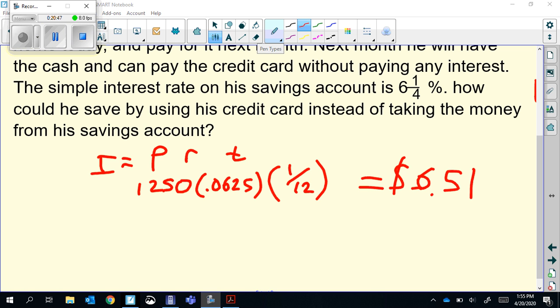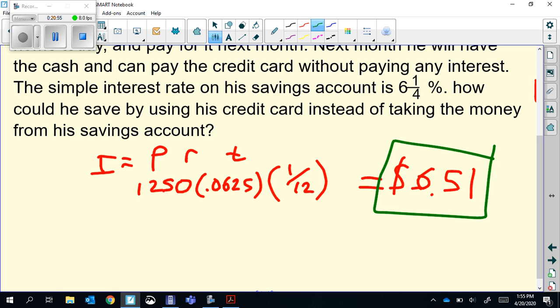So that's the amount of interest that his $1,250 would have gained in this savings account. It would have been $6.51. So that would be the amount of money he would save by using a credit card that's not going to charge him until the next month anyway. Just adding on to that, I've talked about it in a different video, but no credit or no savings account is going to give you that high of a percent, but that's okay. It'd be under 2% for sure.